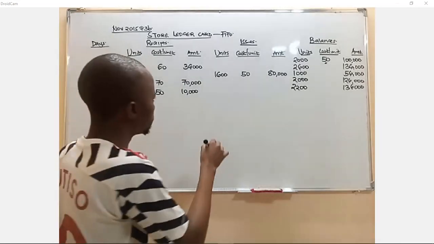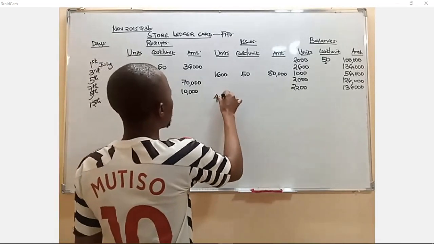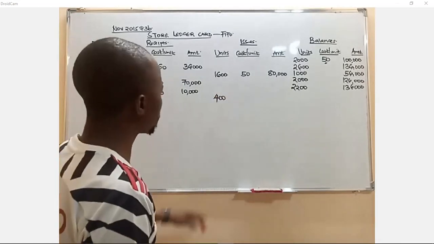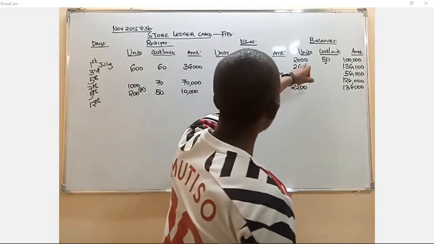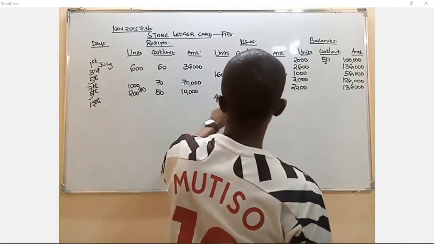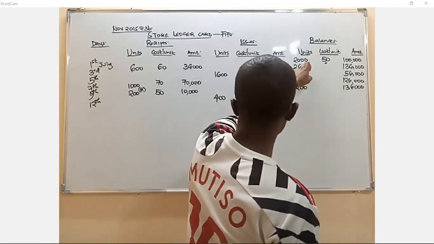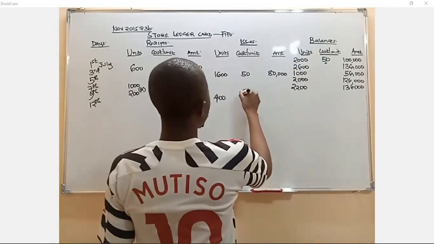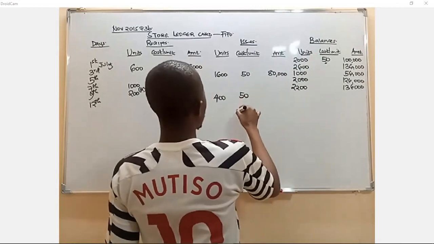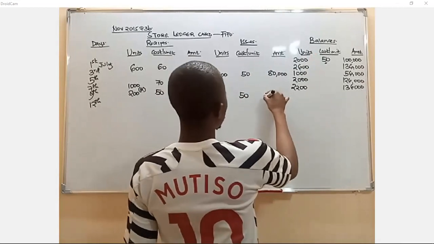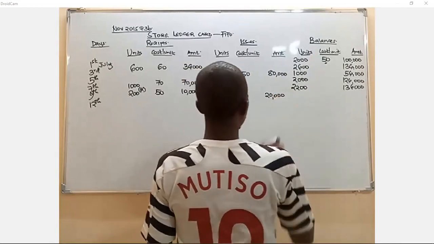Tuliuza 400. So hapo already tunataka 400. First in first out method, right? So hapa tuliuza 1600. Zikabaki 400. So already we are in position of exhausting the first batch. So we are selling at 50, right? So 4,000 by 5, is it 20,000? I think it should be 20,000.